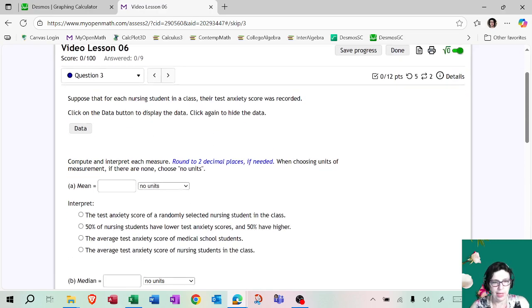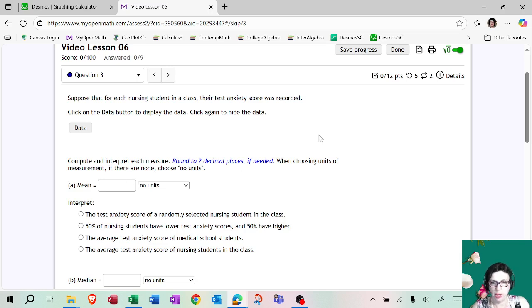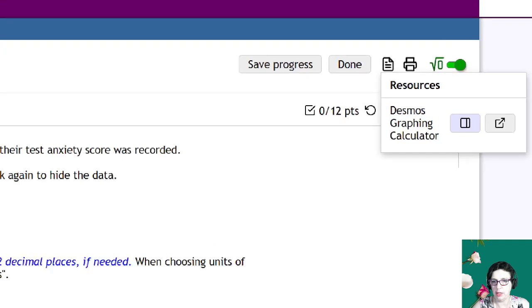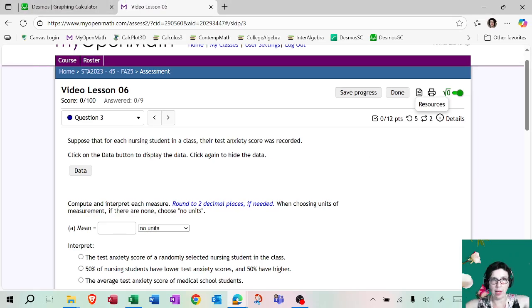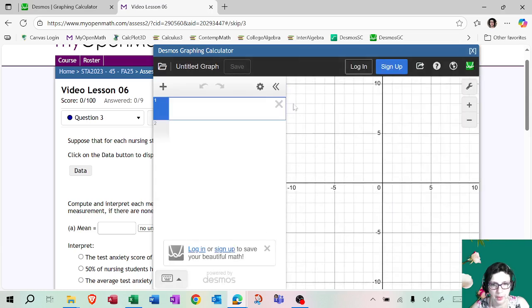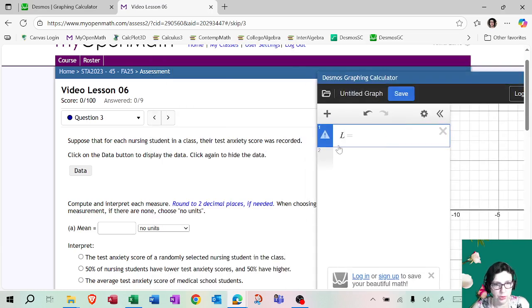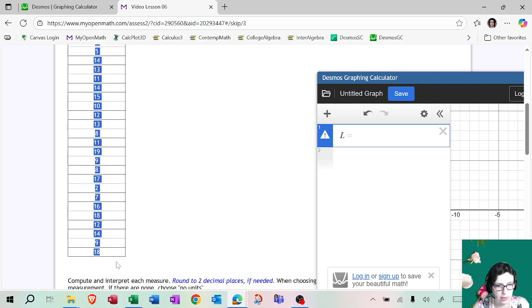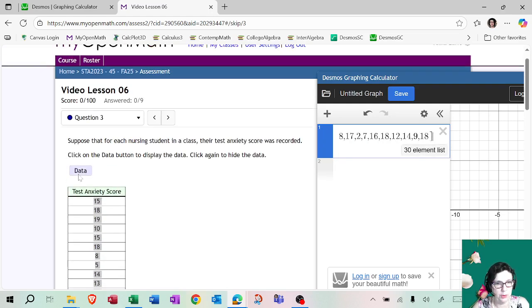Okay. So the next thing I do is compute these various measures. Let's compute them first and we'll get to the interpretation. So let's go to the resources. So again, we are going right here on the top right of the page. And then when you click that, you're going to see the Desmos in the sidebar. Again, if you don't see it, make sure that your window is maximized on your computer screen so you can see the whole thing. And that will allow you to open it in a sidebar. And we're going to say, okay, L equals, and let's get the data. So click on the data, highlight it, and copy paste that into Desmos.